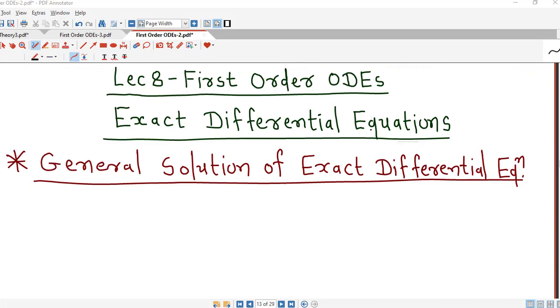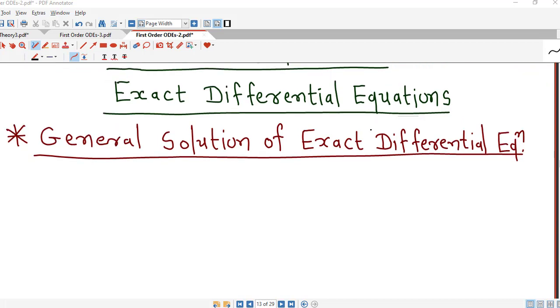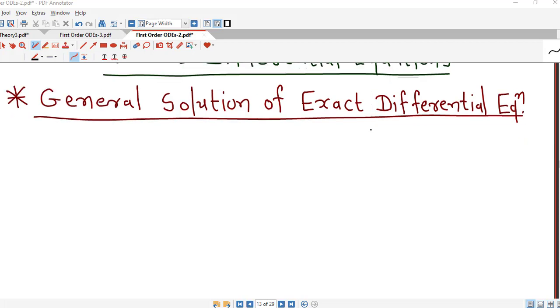In the previous lecture we discussed what is an exact differential equation. In this lecture we will see how to find the general solution of an exact differential equation.